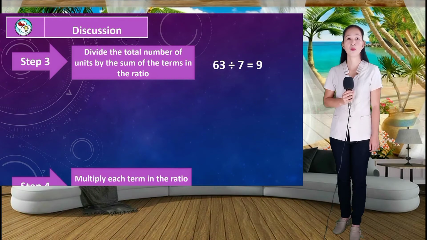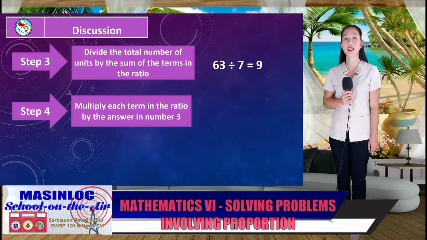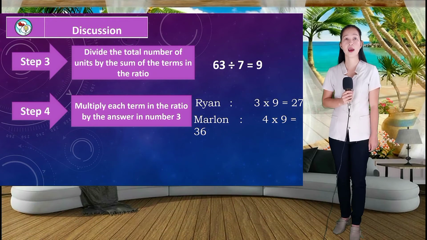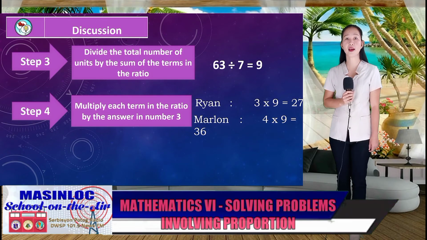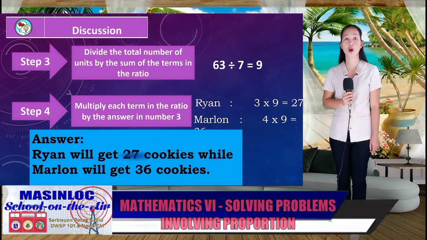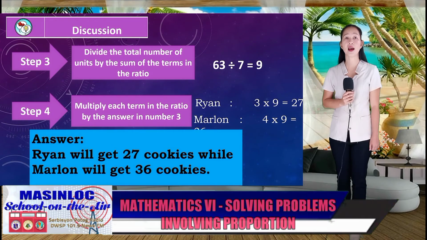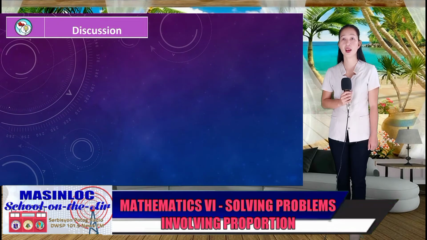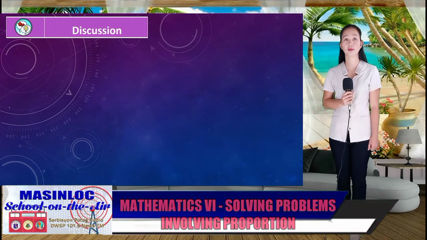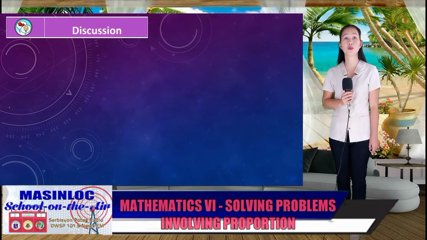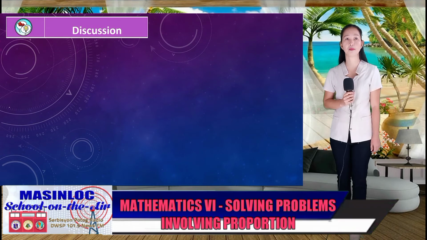Step 4. Multiply each term in the ratio by the answer in number 3. For Ryan, that is 3 times 9 equals 27. And for Marlon, 4 times 9 equals 36. Ryan will get 27 cookies while Marlon will get 36 cookies. If you add the number of cookies Ryan and Marlon got, it will be equal to 63. Ryan and Marlon did not get the same number of cookies because the cookies were divided proportionally between them.